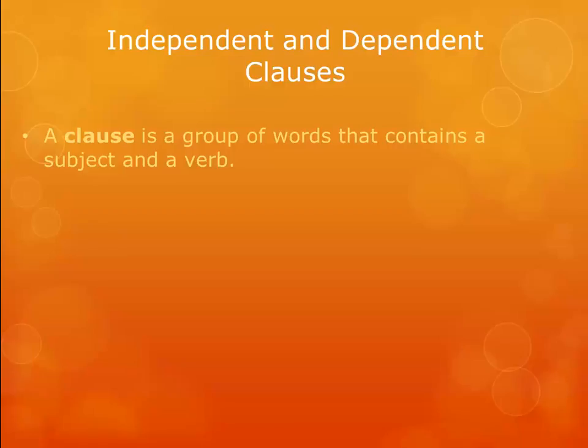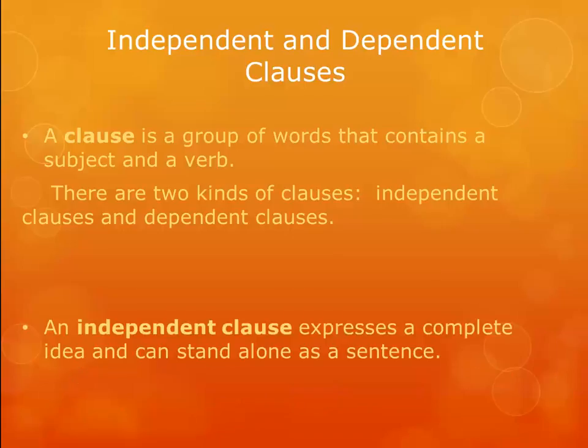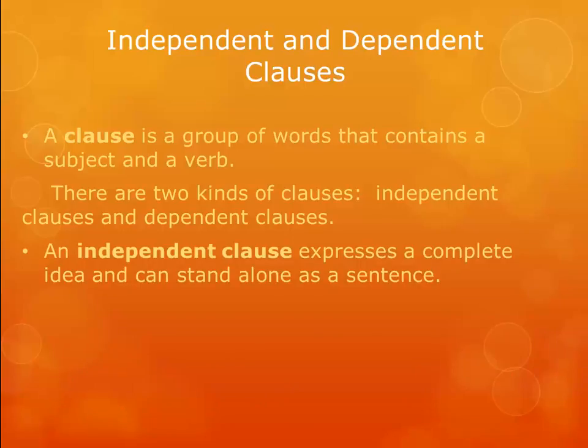An independent clause must have a complete subject and verb in order to be what we call a simple sentence in English. So there are two kinds of clauses, independent and dependent. And an independent clause expresses a complete idea. It has a complete subject and a complete verb. It is, for all practical purposes, a sentence in and of itself. It's also called, in fact, a simple sentence.